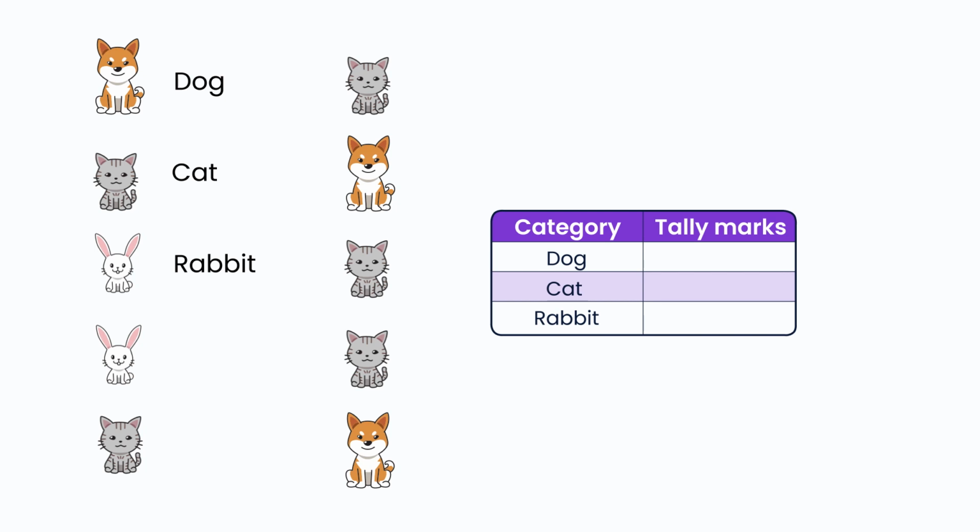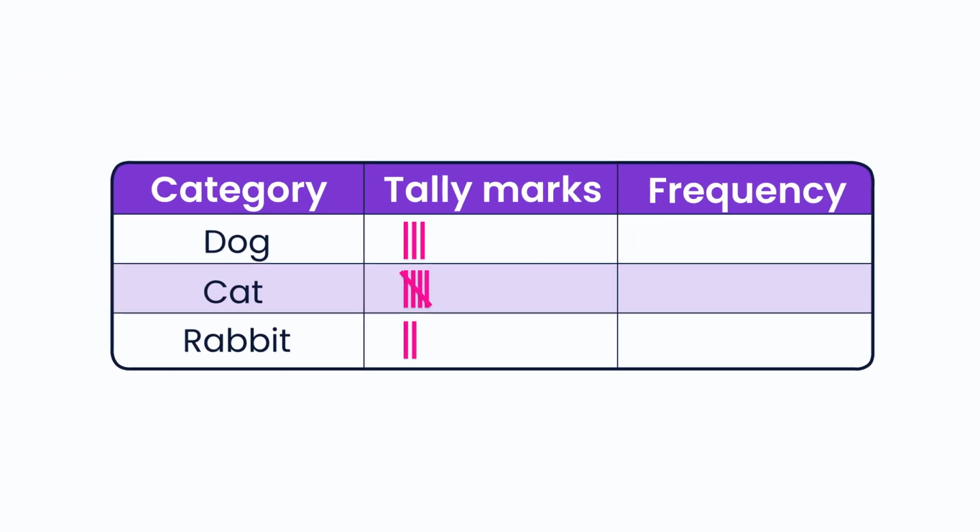To keep track of your progress through the list, you can check off each item and add a tally mark in the table. The first pet owner had a dog, the next one a cat, the third one a cat, and so on, until you've gone through the list of all 10 pets. Now you can count the tally marks to find the frequency. There were 3 dog owners, 5 cat owners, and 2 rabbit owners.